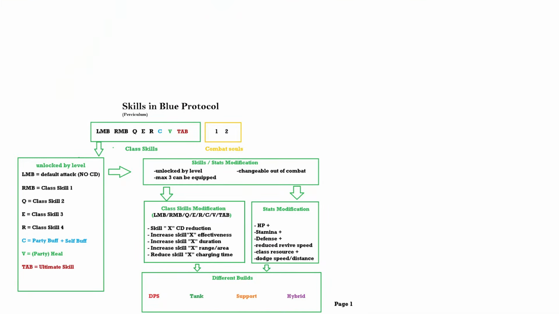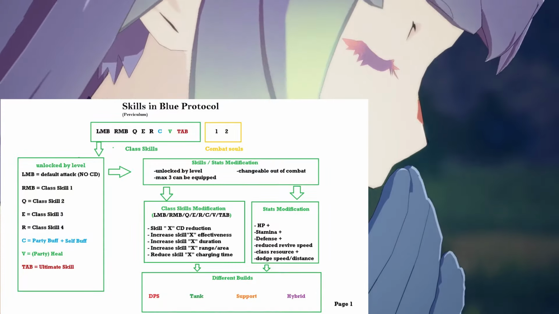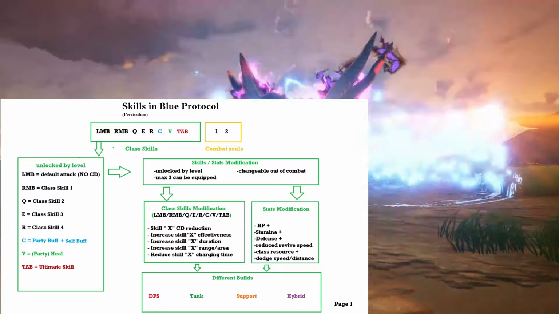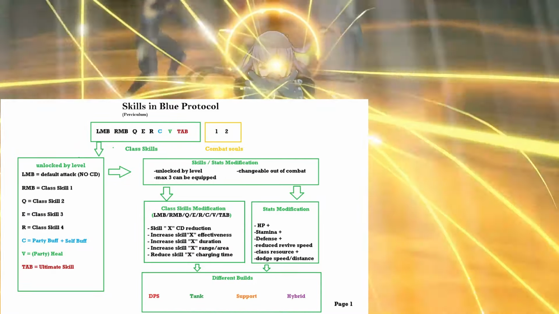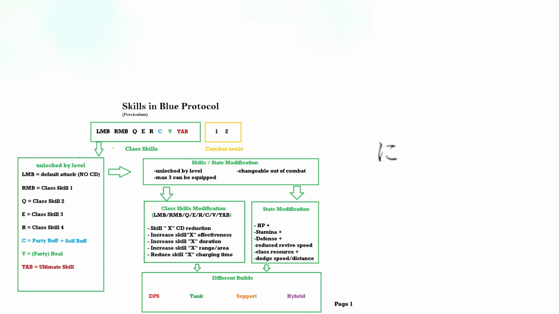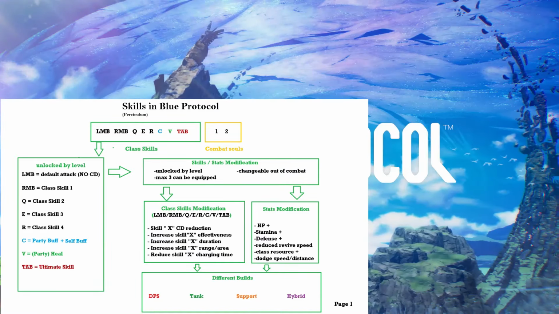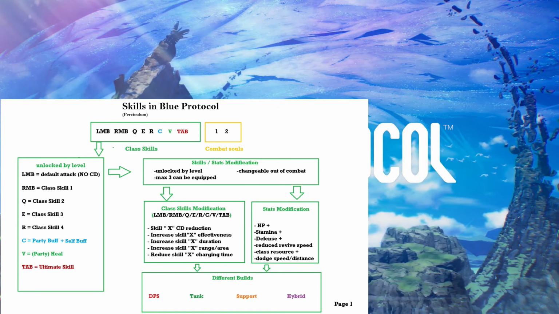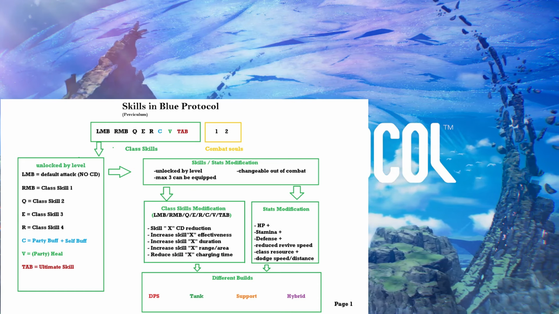Let us first focus on the class skill modifications, which will modify a certain skill. As you can read, it can reduce cooldown, charging time, or increase effectiveness, duration, or range of a certain skill. You can't choose a modification for a certain skill, because it is already predetermined. For example, the modification of the heal skill for Aegis Fighter is increased effectiveness.